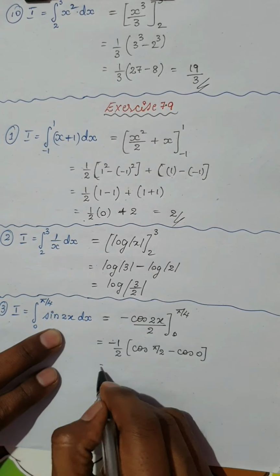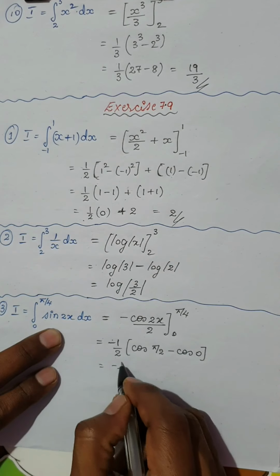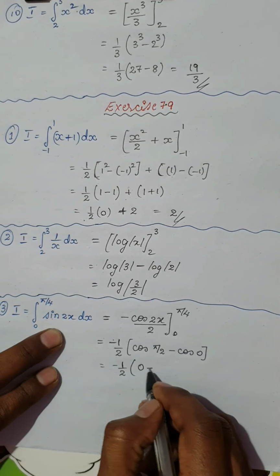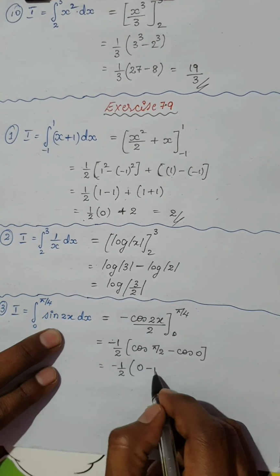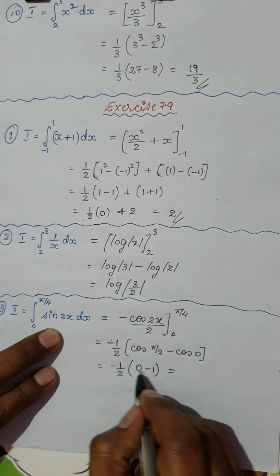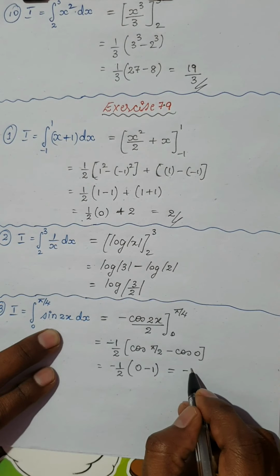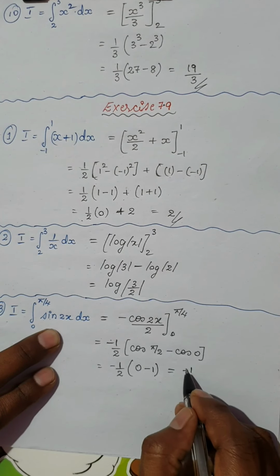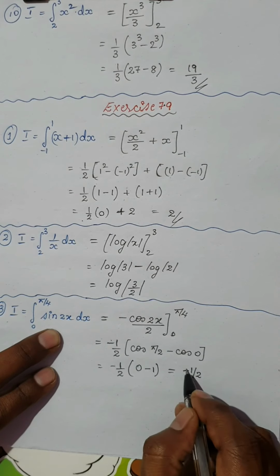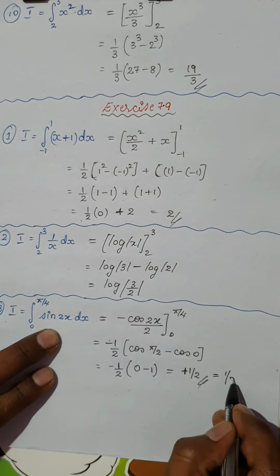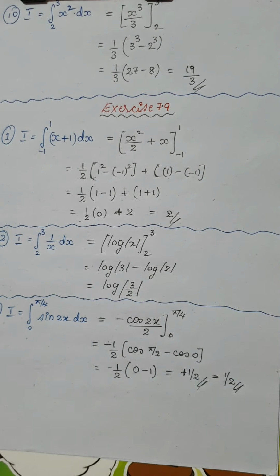Okay. So this is nothing but minus half into, what is cos 90? We all know cos 90 is 0, minus cos 0, which would be 1. So 0 minus 1 would be minus 1. I have a minus 1 by 2 outside. So minus of minus would be plus 1 by 2 is the solution for this answer, or else you can simply write the answer as 1 by 2.